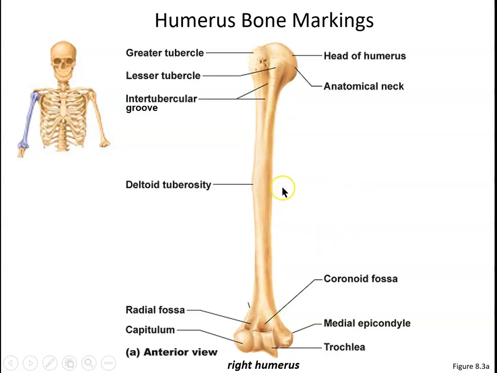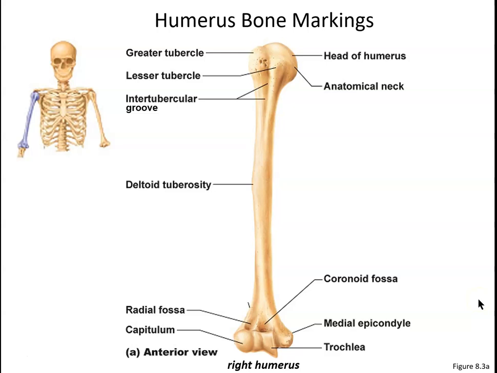And so these are the markings I was talking about. So the trochlea and capitulum down here allow rotation of the ulna and the radius out here. The head of the humerus acts as the socket in the ball and socket joint of the shoulder.